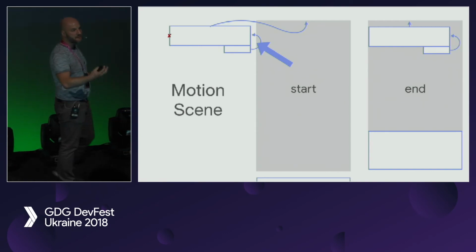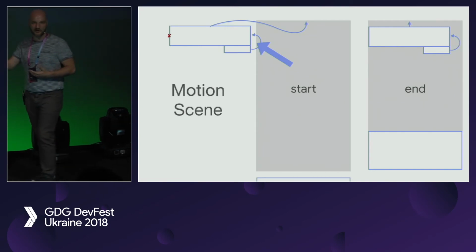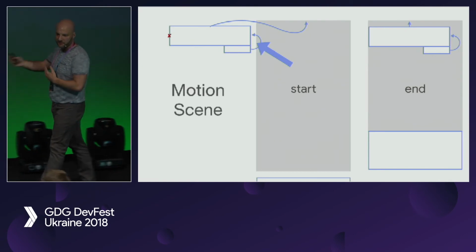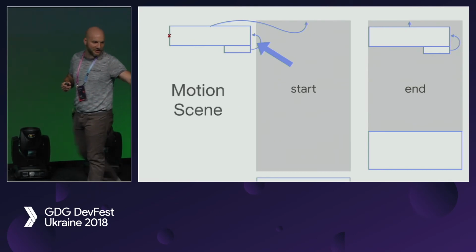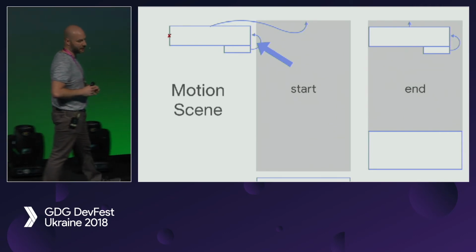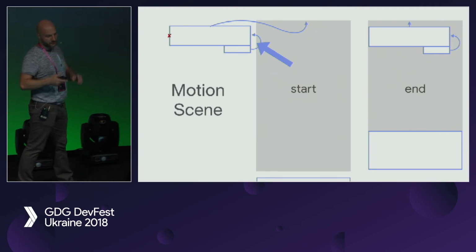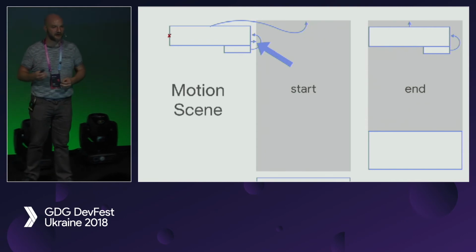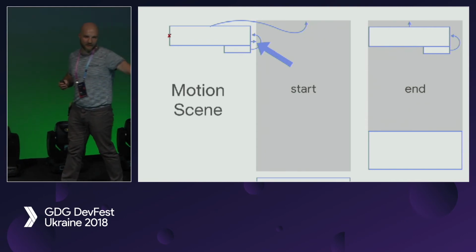So in order to make a motion scene, I need to define both a start and an end, right? I've shown you how to build the end. So the start is actually fairly simple. All I'm going to do is move that title off the screen. I'm going to constrain the right side of the title, or the end of the title, to the left side, or the start of the screen.